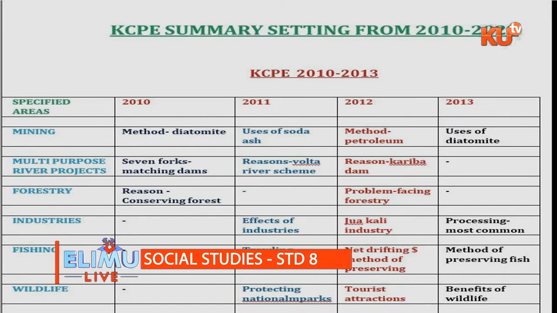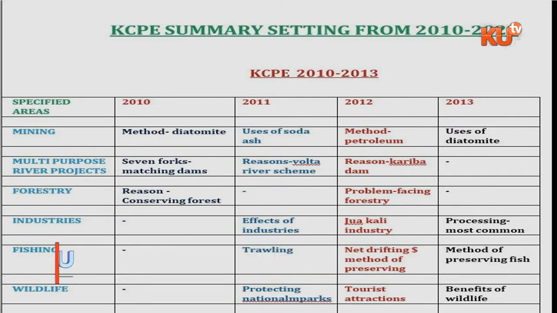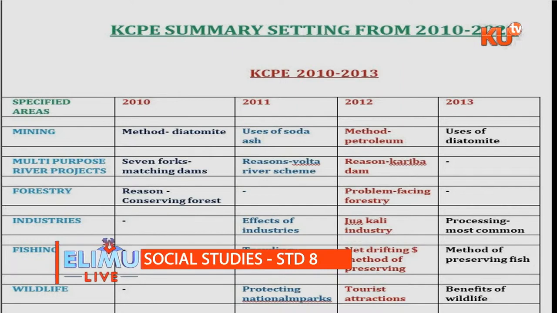Let us look at the next page, from 2014 to 2017.